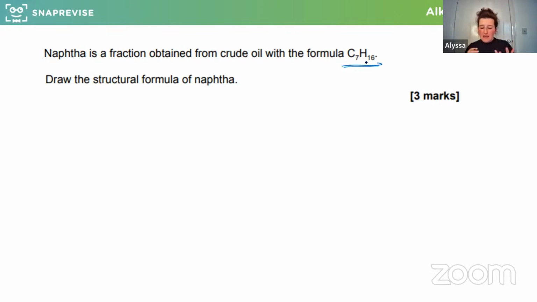C7H16. Now, I can see, because I know my general formulas, that this is in the formula CnH2n+2. So what homologous series does this chemical belong to? What homologous series does naphtha belong to?